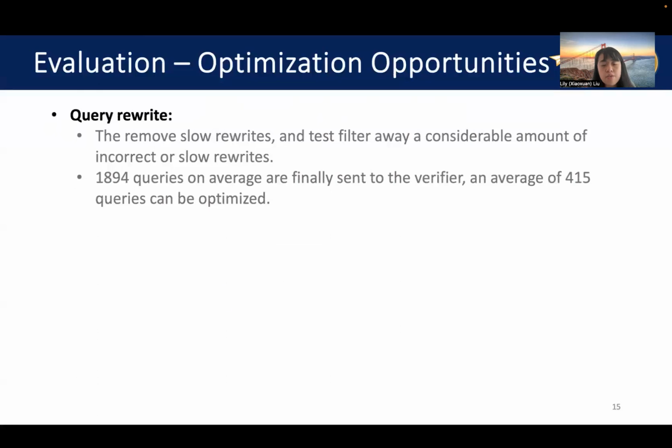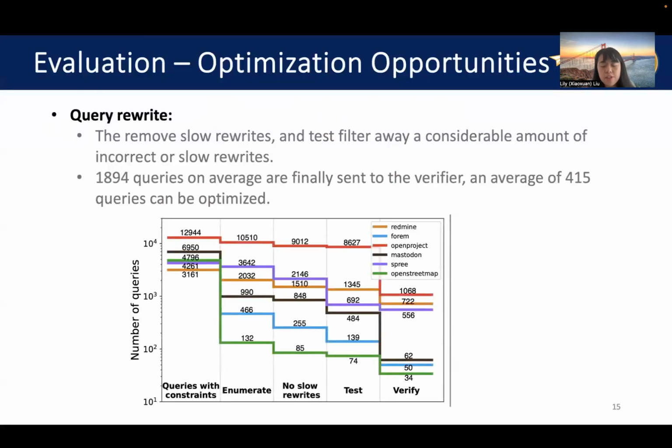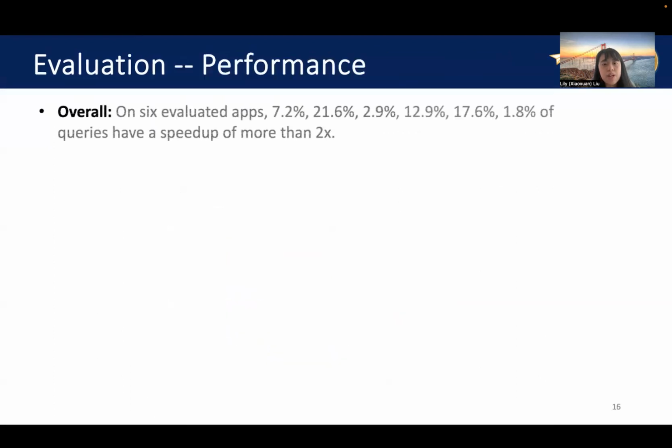For the automatic query rewrite, we plot the number of rewrites after each step. We find that removing the slow rewrites and adding tests, these steps can filter away a considerable amount of incorrect or slow rewrites. Eventually, 1,894 queries are sent to the verifier, and an average of 415 queries can be optimized. With regard to performance, about 2% to 20% of queries can have a speedup of more than 2x.